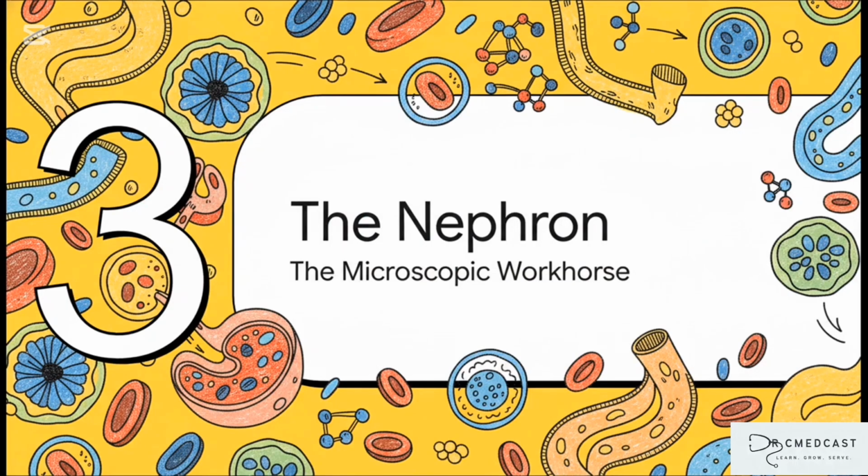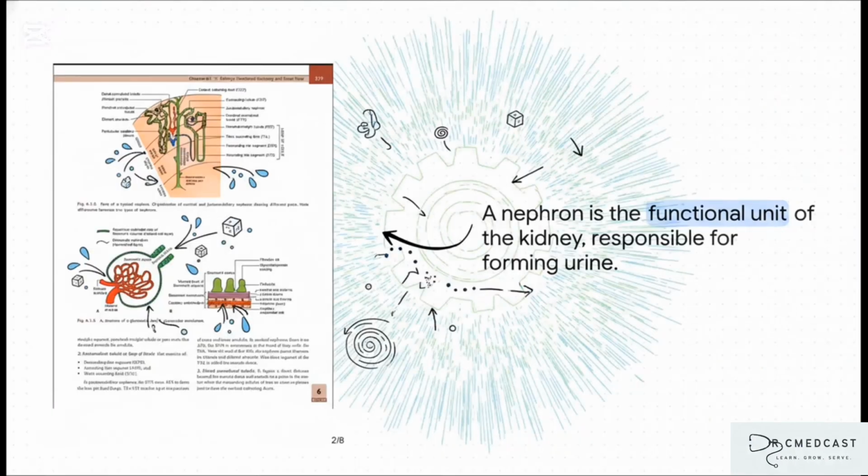But hey, that's just large-scale plumbing. To see the real workhorse of the kidney, we have to shrink ourselves down, way down to the cellular level to meet the actual hero of our story, the nephron. And here it is. This incredibly complex, beautiful little structure is the nephron. It's the microscopic engine of the kidney. Every single vital function we talk about, filtering waste, balancing salts, managing water, all of it happens right here, inside this one tiny, twisted-up tubule.